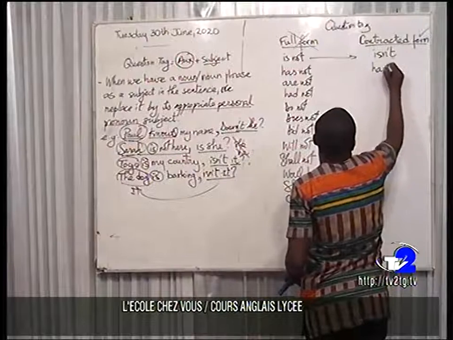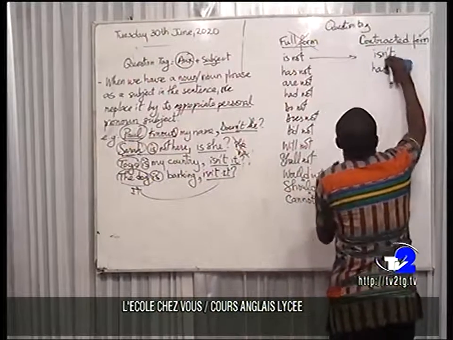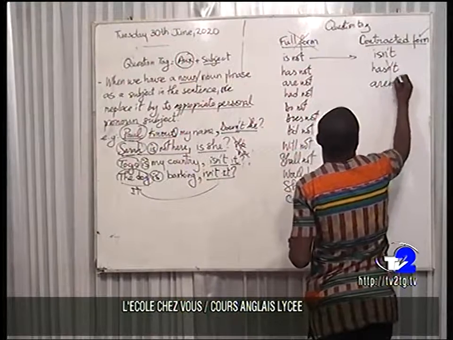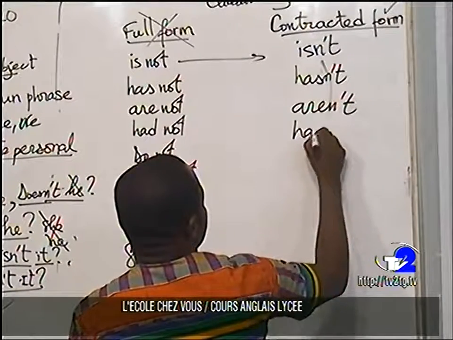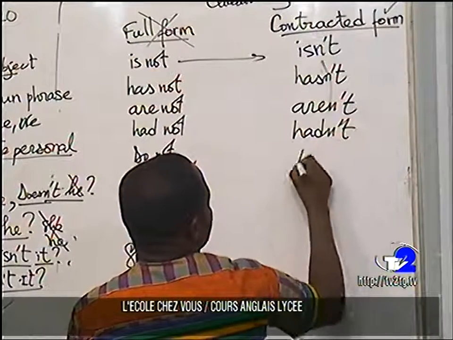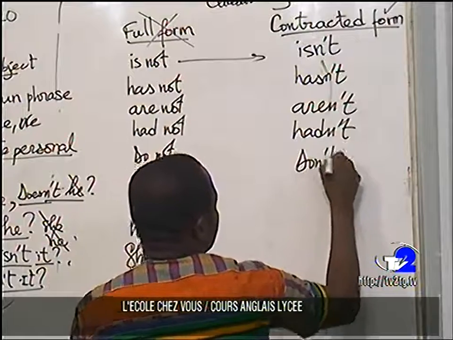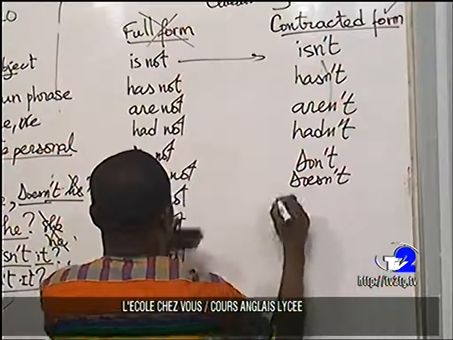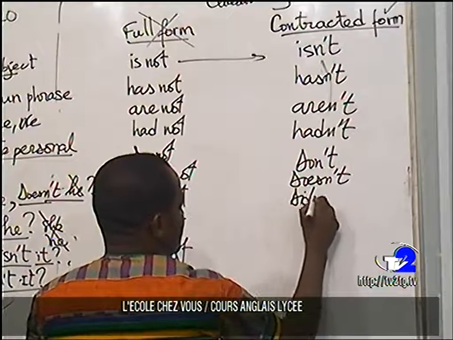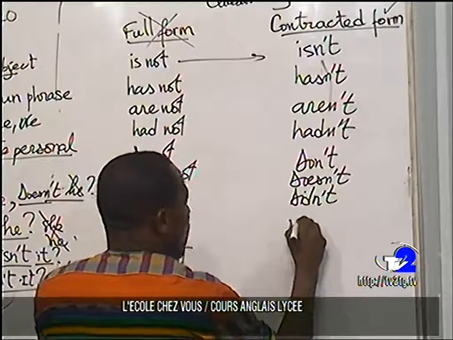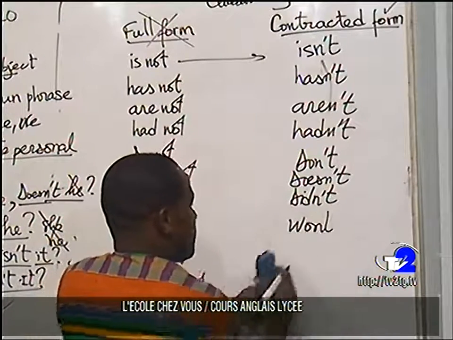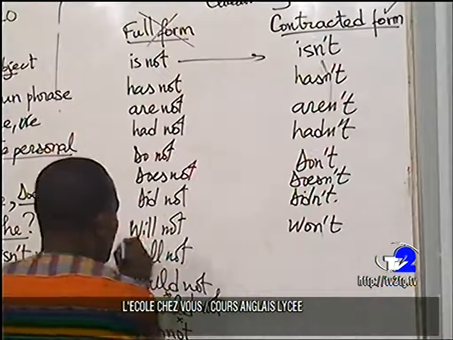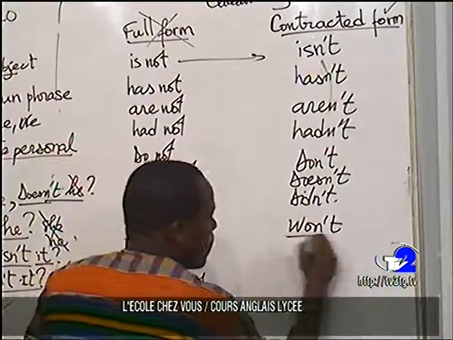This one is hasn't, aren't, hadn't, don't. Now, doesn't, didn't, won't. Keep this one in mind. You may be asked this one in exam. Won't. Don't say will not. You must say won't.